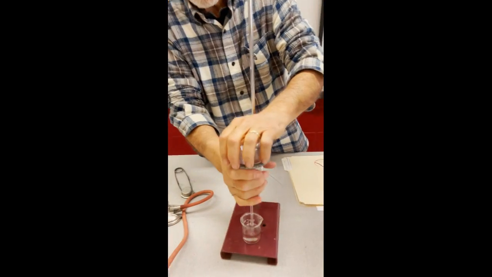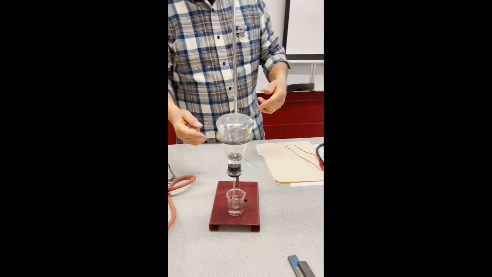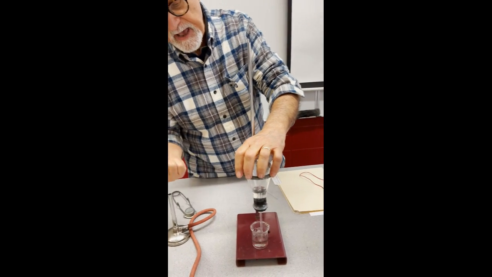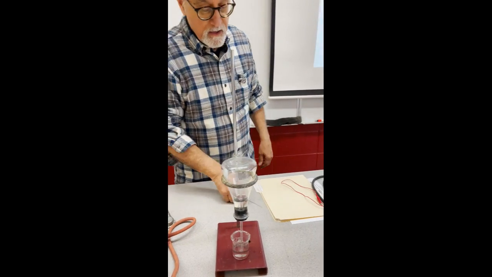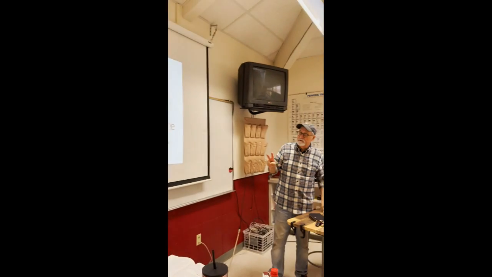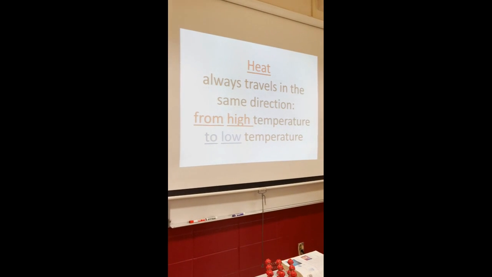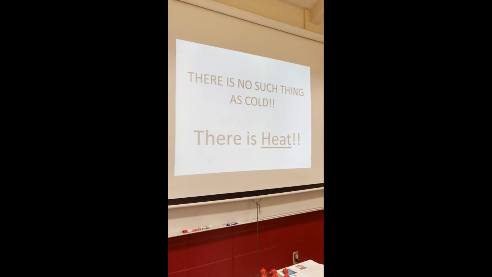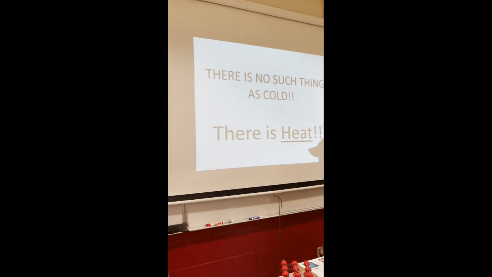So heat flowed out of my hand into the flask. Then the flask warmed up. The flask was then at a higher temperature than the air. Heat flowed out of the glass into the air, and that caused the temperature of the air to go up. So we got two big ideas here. Thermal energy is the total energy of all the particles. Heat is thermal energy going from one place to another. And there's no such thing as cold. There's heat.